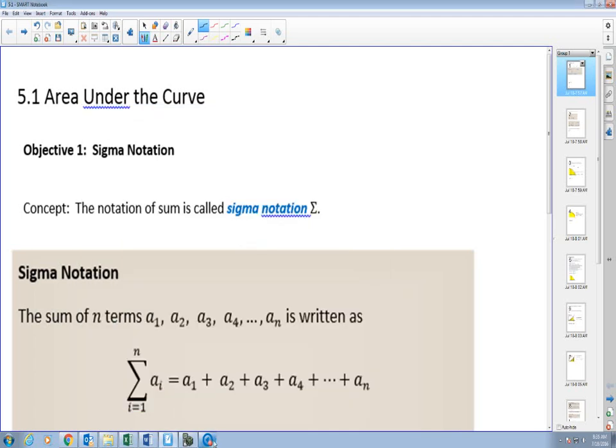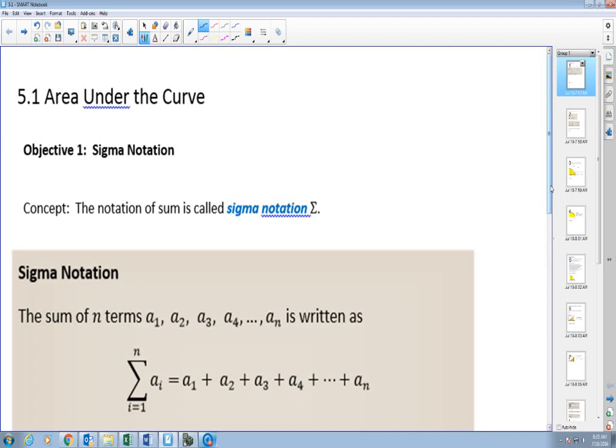Welcome to Calculus 1. In this lecture video, we're going to talk about an important topic in calculus called the area under the curve. The topic of area under the curve actually derived the concept of what we call a definite integral, which I will talk about in the next lecture video.